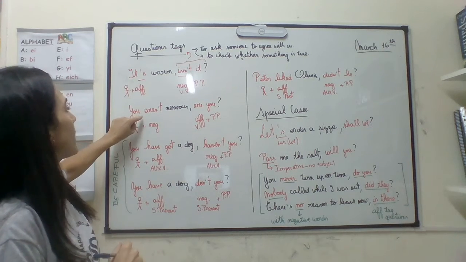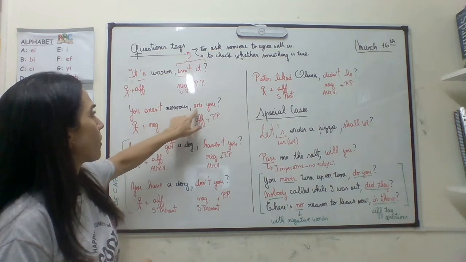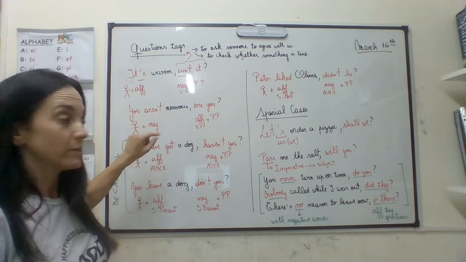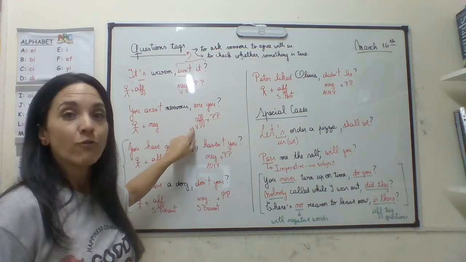Another example, if you say, you aren't nervous, are you? So the verb to be, in this case, it's in negative first, and then it is in affirmative.